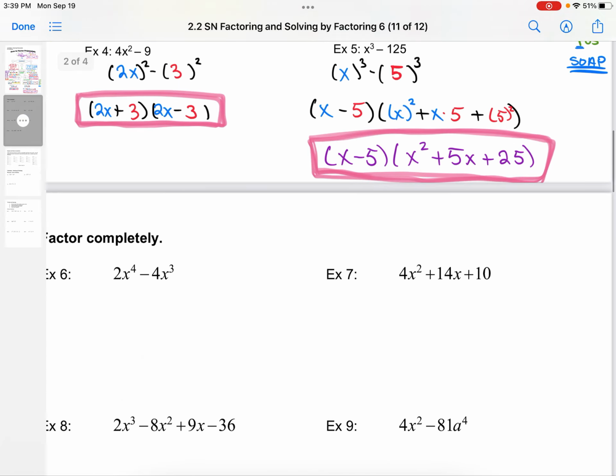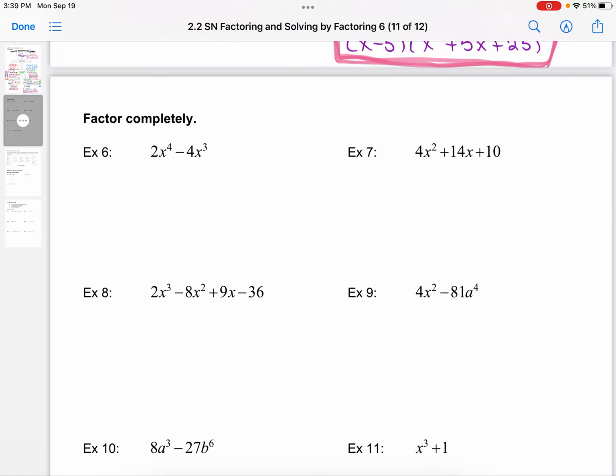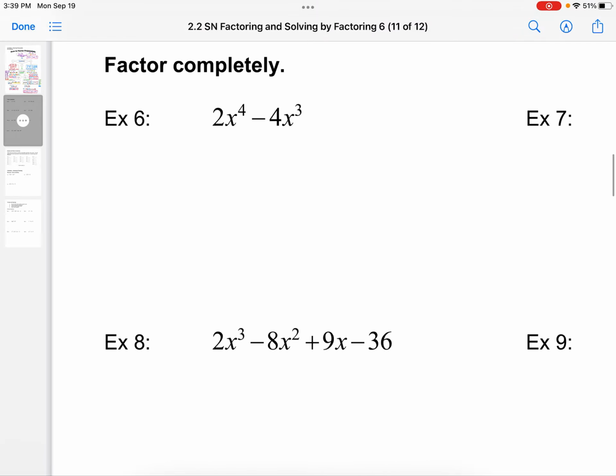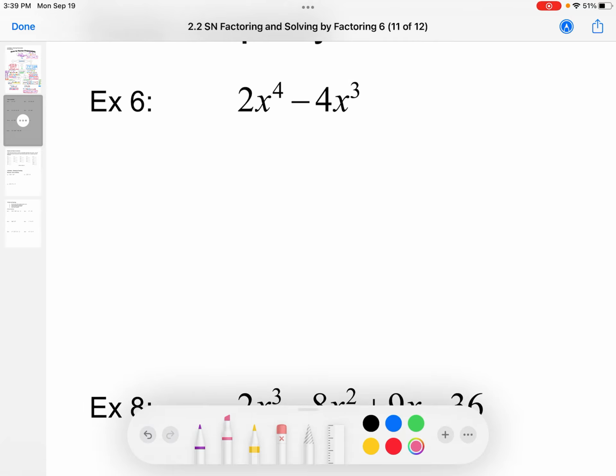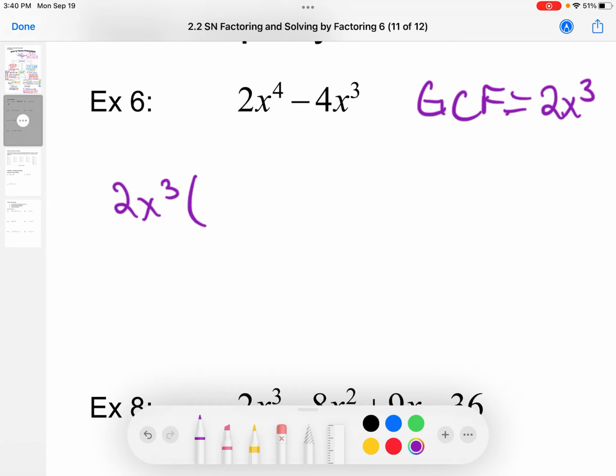Now, let's look at some examples when the factoring method's not printed right above it. Let's look at example 6. First thing we always want to look for is a greatest common factor. This has a greatest common factor of 2x to the third. So we'll factor out a 2x to the third. We'll divide each term by 2x to the third.